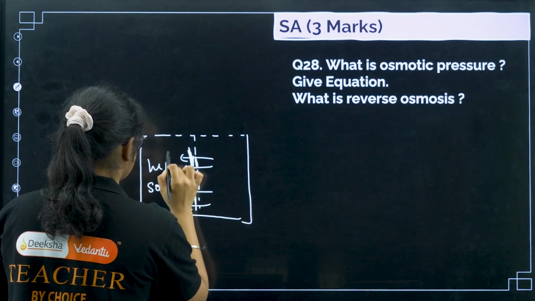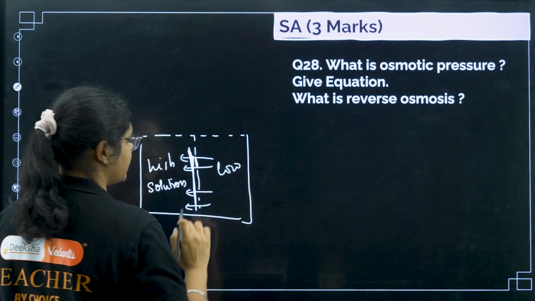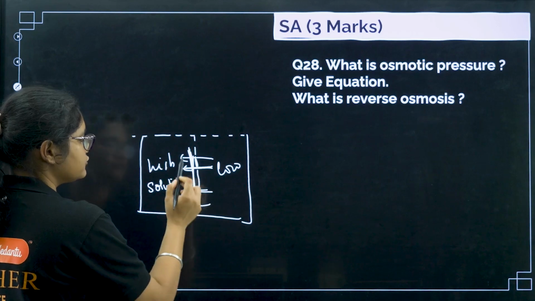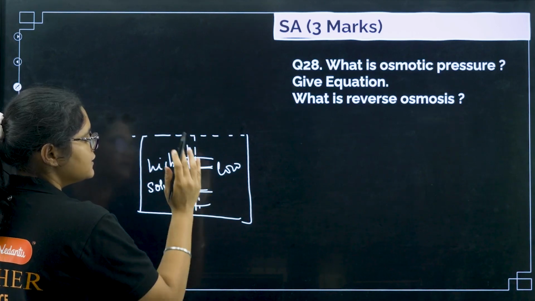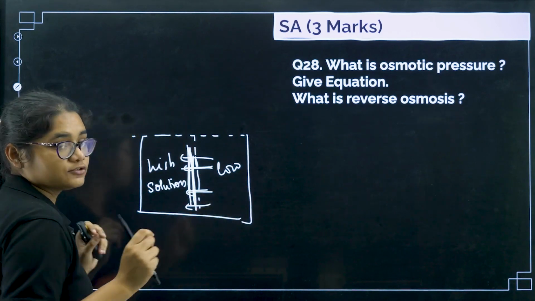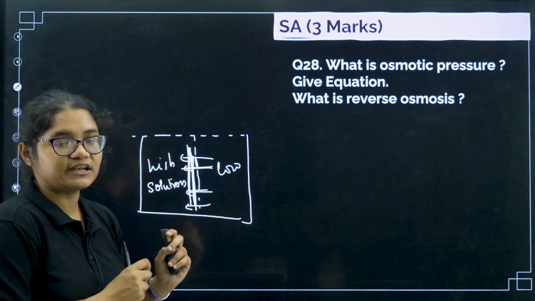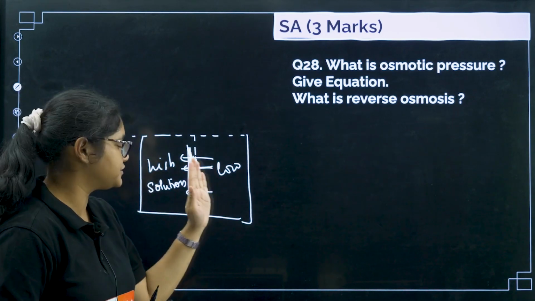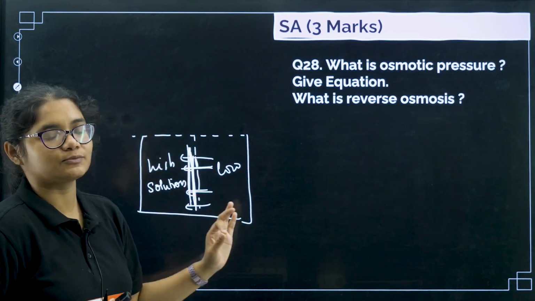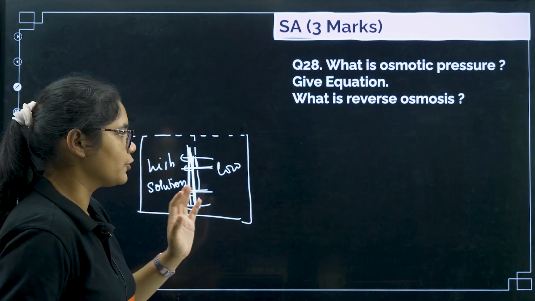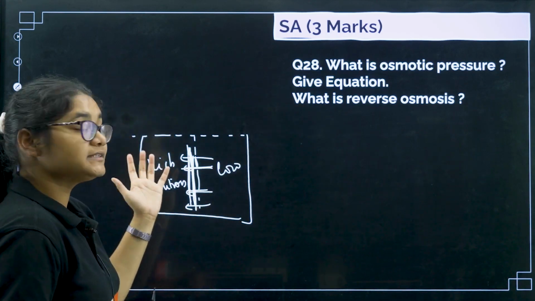This is high concentrated solution and this is low concentrated solution. From here water will flow. If you apply a pressure on this side just to stop the flow of the solvent molecules, the pressure required to stop osmosis is called osmotic pressure. The equation we will write.